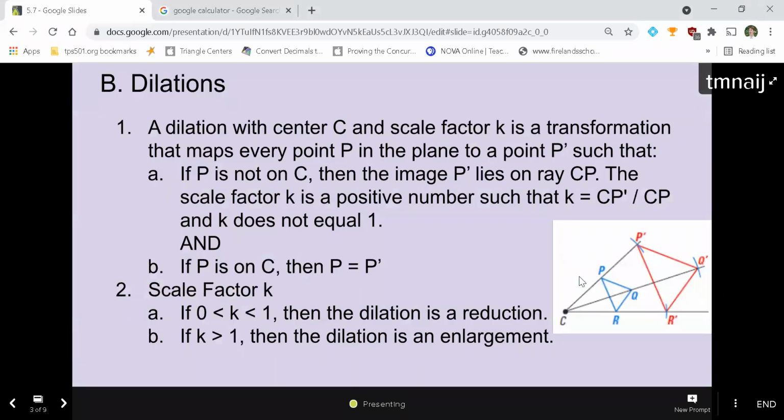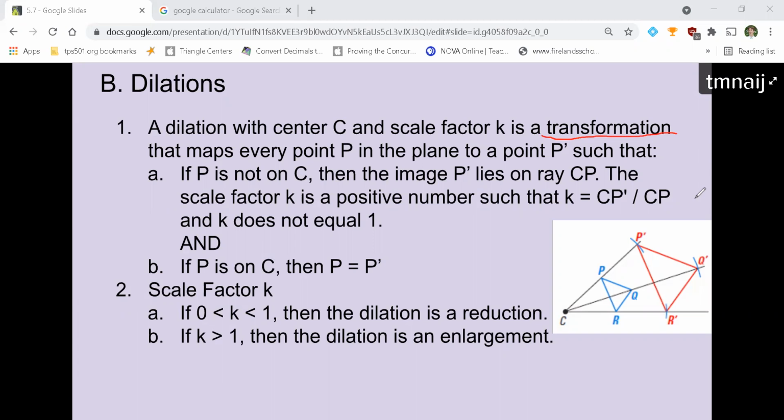So a dilation is a transformation. However, it is not an isometry or a rigid motion. So unlike translating, reflecting, and rotating, a dilation will transform your shape and actually make it into something that's not congruent. And that's because it will make your new shape a different size from the original. It'll still be the same shape. All the angles will be the same, but it'll be either bigger or smaller.